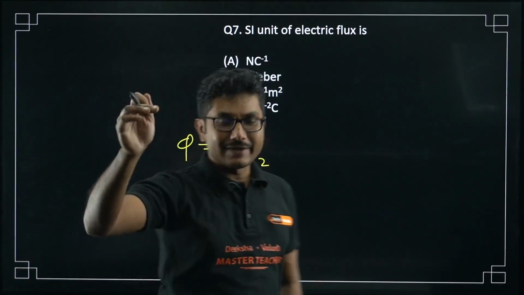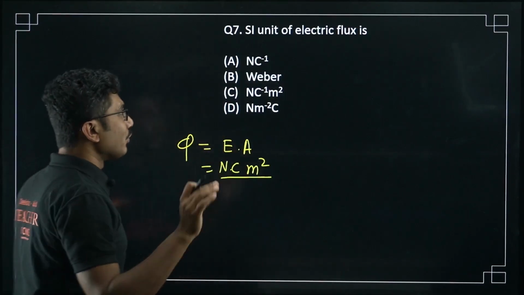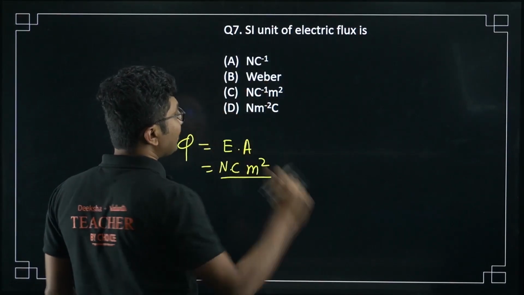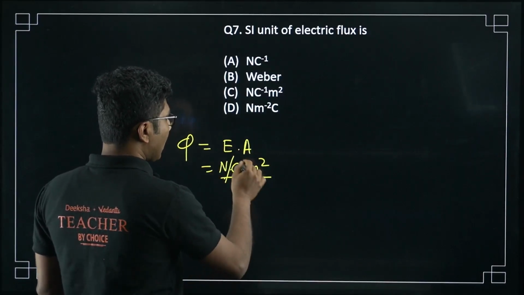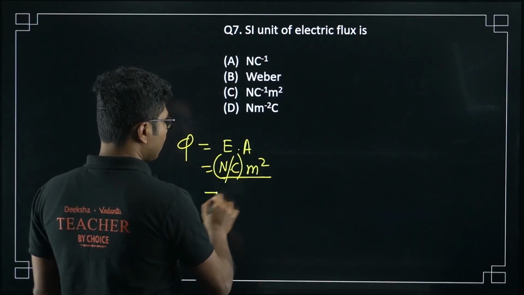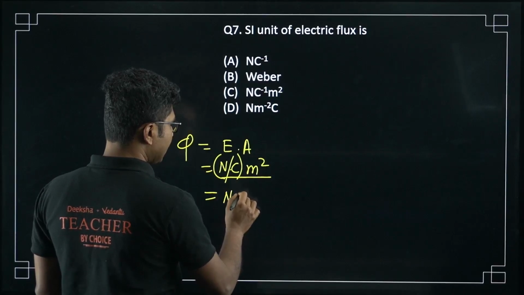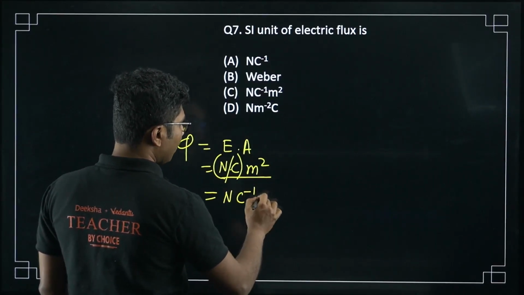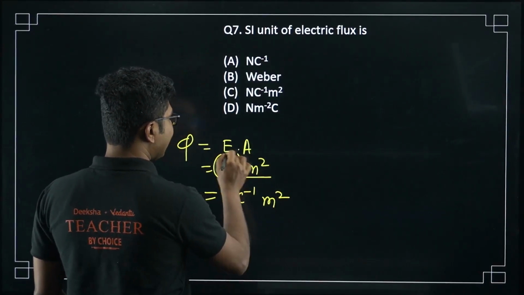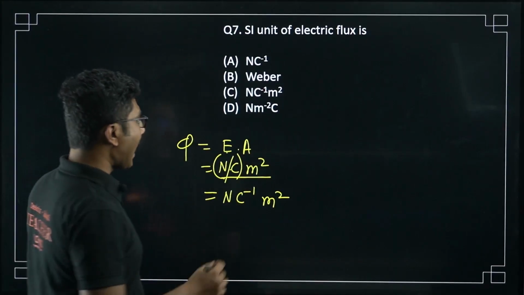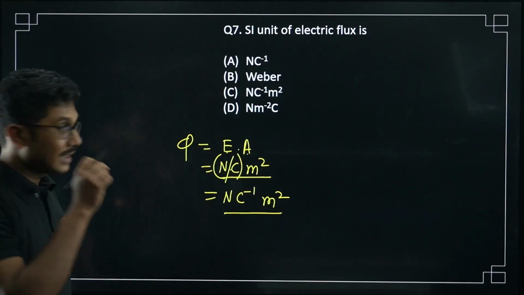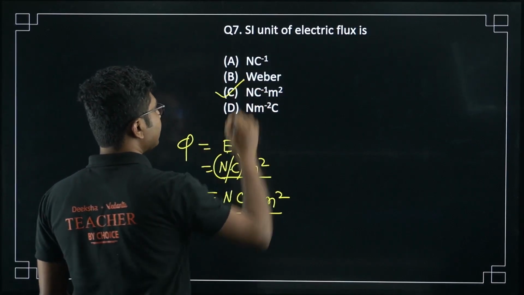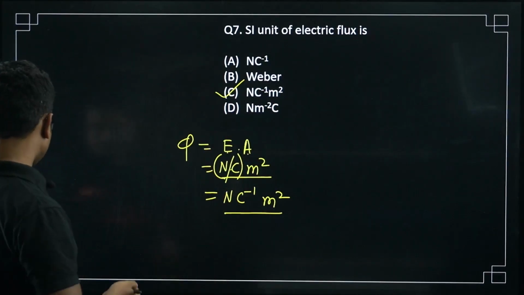Weber is the unit for magnetic flux. So don't fall for the trap that maybe Weber will be the answer. It will be Newton per Coulomb into meter square. Sorry, the small mistake is here. Electric field is Newton per Coulomb and area is meter square. So Newton per Coulomb meter square is the answer. So the correct answer is option C.